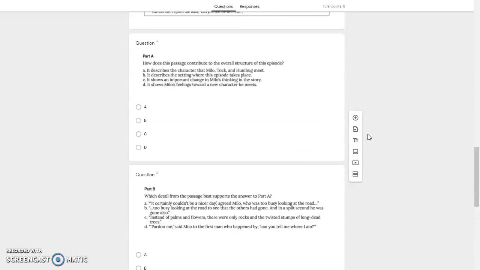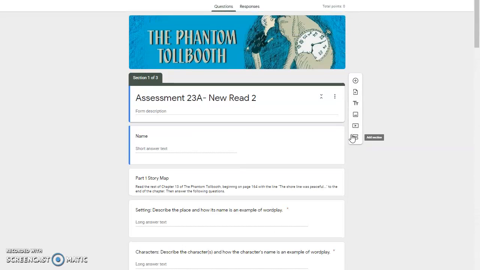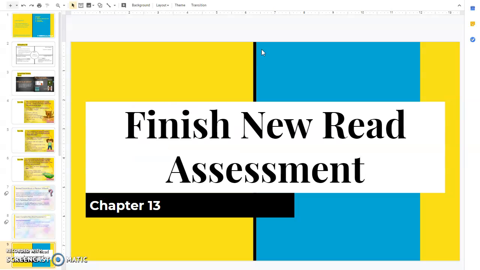Once you make your choice, then you'll click Submit. So now, you're going to finish your new read assessment. Make sure you complete it on the Google form. Go back to Google Classroom, click Stream, or click Classwork, and there you will see it under the classwork. It'll be a Google form.